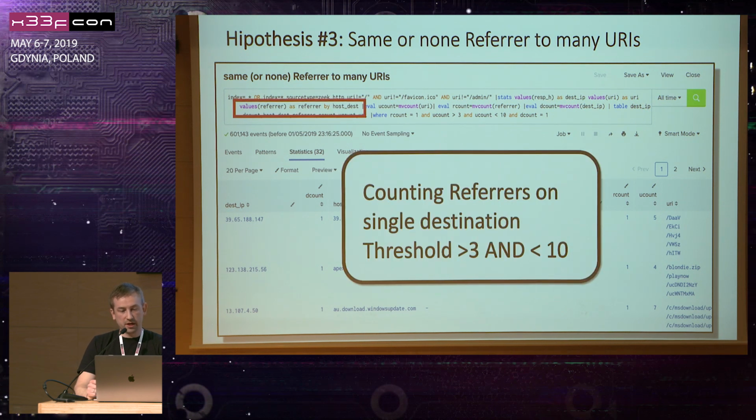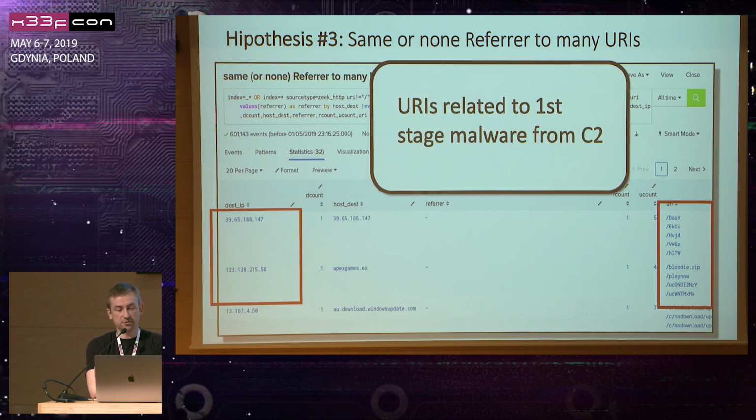If we count the referrers on a single destination, aggregate it and put some detection thresholds, we can find such new C2 servers. And in this case, those URIs were related to the first stage malware. For C2, we can see that on one single destination with none or the same referrer, we can find various URIs, and this method was also useful for us.